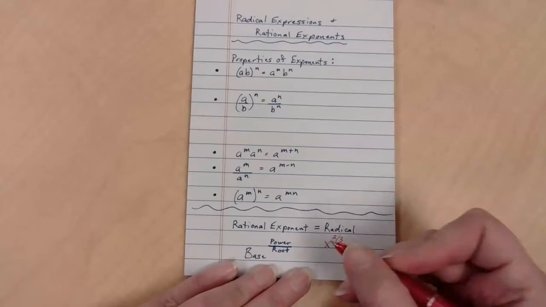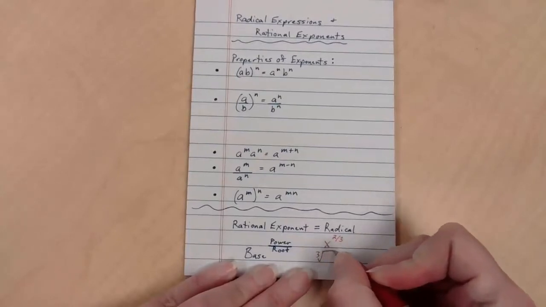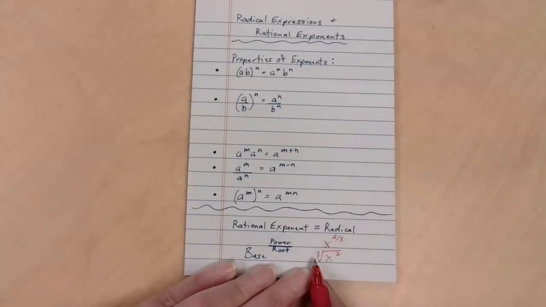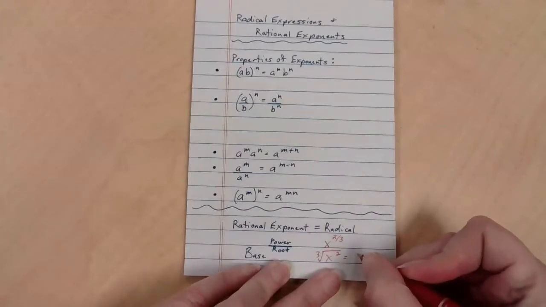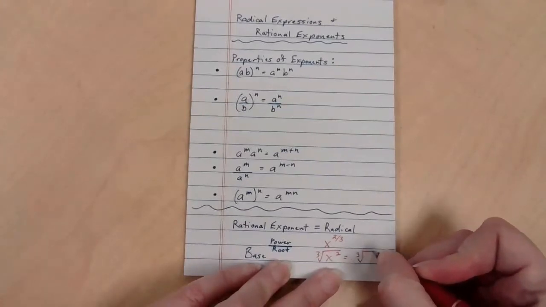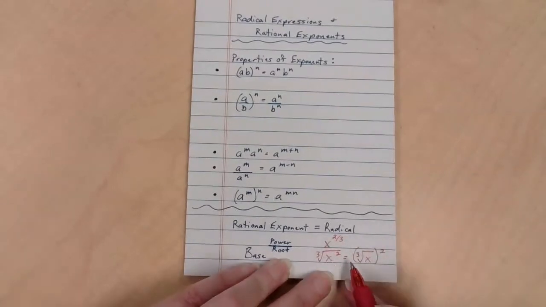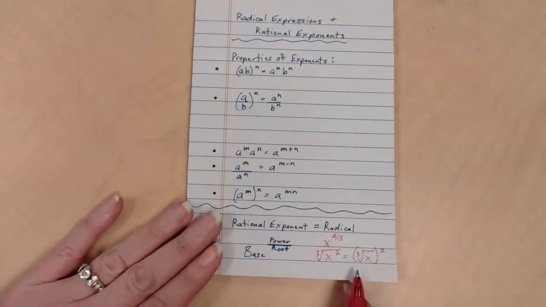Well, if 3 is my root, this is the third root of x squared. Power over root. 2 is the power, 3 is the root. If you don't like that, very similar to that, you can also go cube root of x squared. There is no specific order of operations here. As far as if you want to do the power first or the root first, it doesn't matter. You're going to get the same outcome regardless.